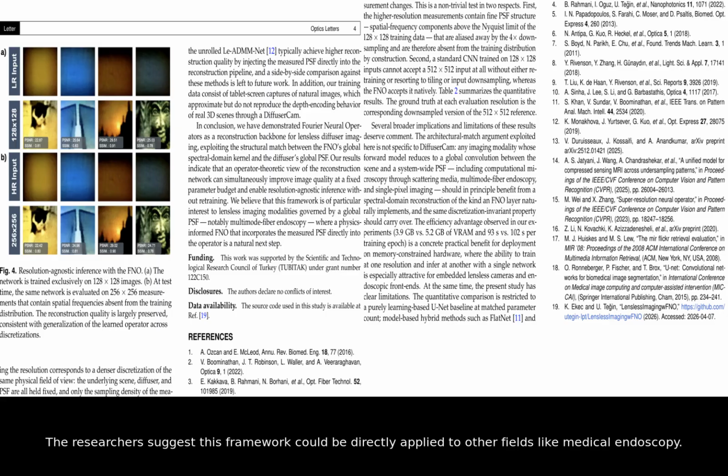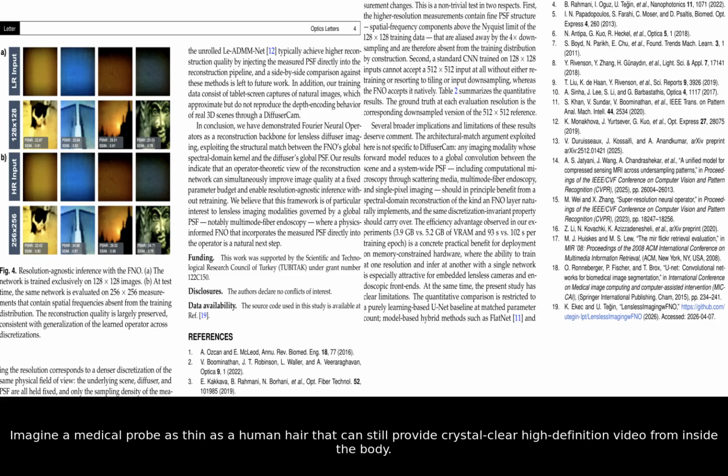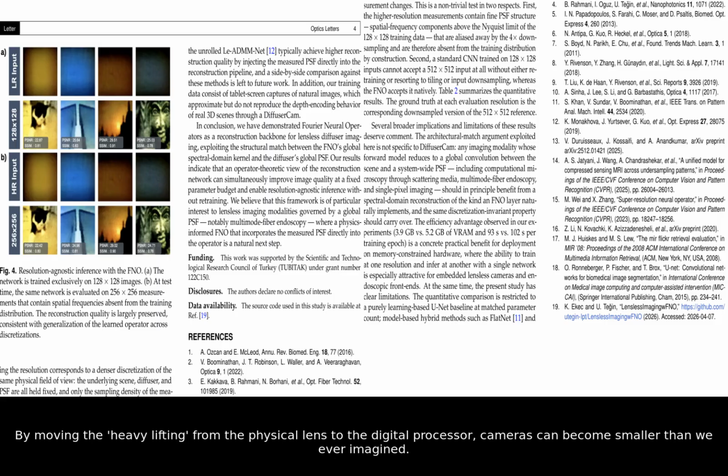The researchers suggest this framework could be directly applied to other fields like medical endoscopy. Imagine a medical probe as thin as a human hair that can still provide crystal-clear high-definition video from inside the body. By moving the heavy lifting from the physical lens to the digital processor, cameras can become smaller than we ever imagined.